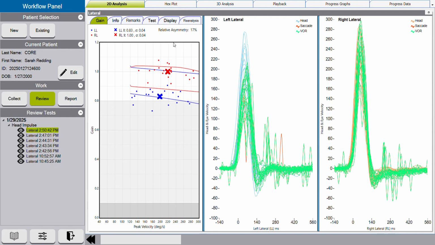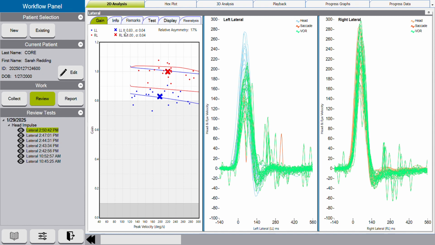So this first screen here, over here on the left, this big box that has these X's and all the dots, this is our gain screen, and we can see that here with this highlighted portion that says gain. LL is left lateral and RL is right lateral. So these are the responses that we got for your left and right lateral V-hit responses.